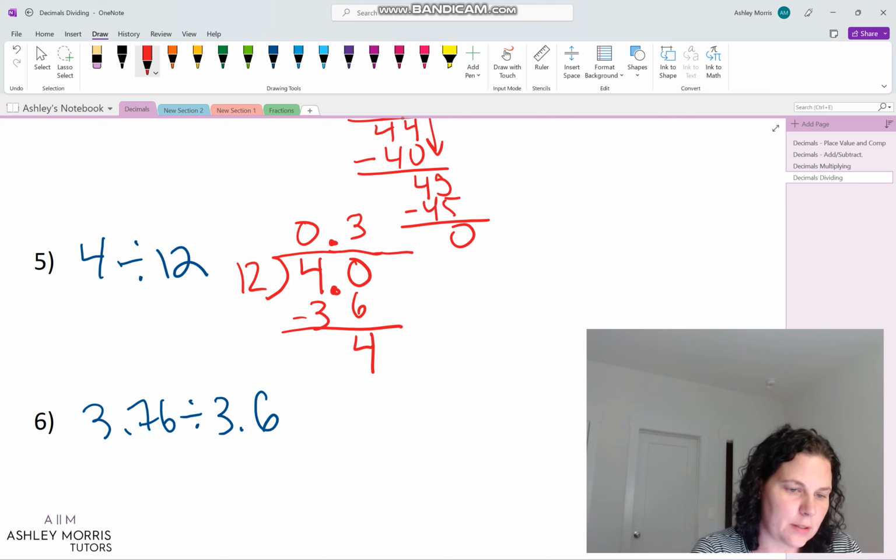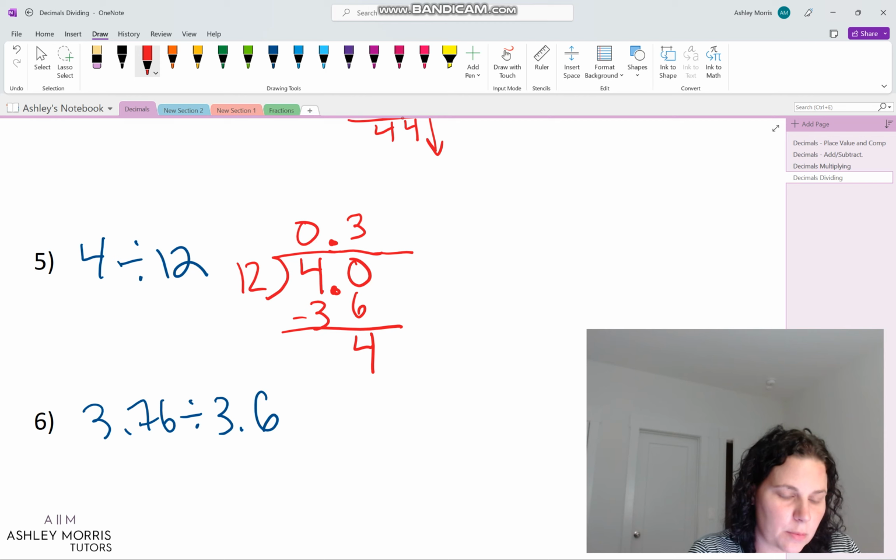Uh-oh, I'm running out of space. Just ignore this. We're just going to delete that for now. 3 times 12 is 36. 4 left over. Add a 0. 12 goes into 40 3 times. I'm seeing a pattern. 12 times 3 is 36. Subtract and you get 4 left over.